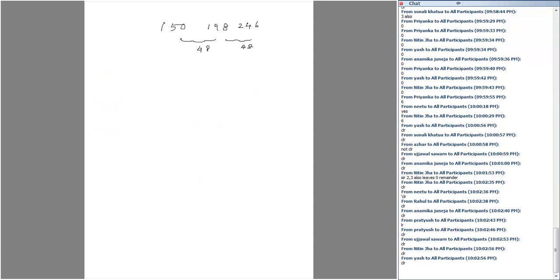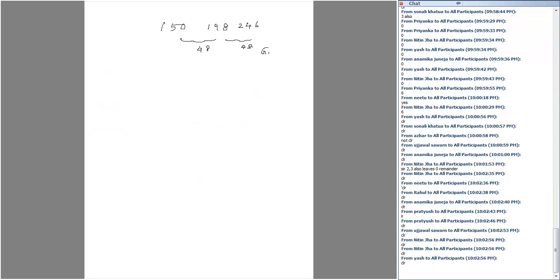Are we clear? Take 150 by 48, you get 6 as the remainder. 198 by 48 also gives 6 as the remainder. 246 by 48 also gives 6 as the remainder. That's why the greatest divisor is 48. How many are clear with this?